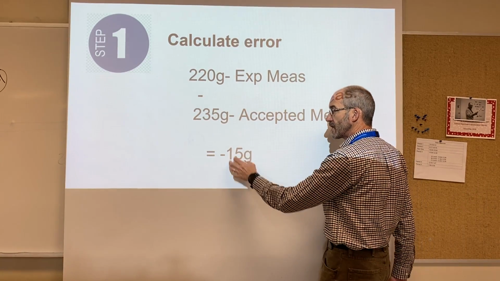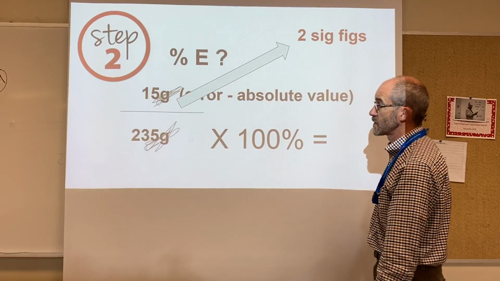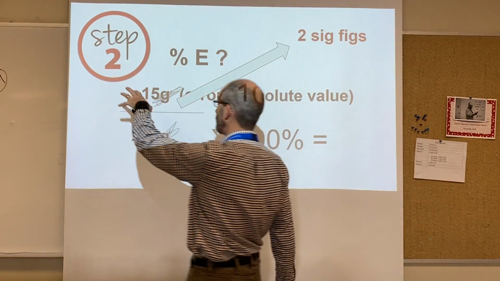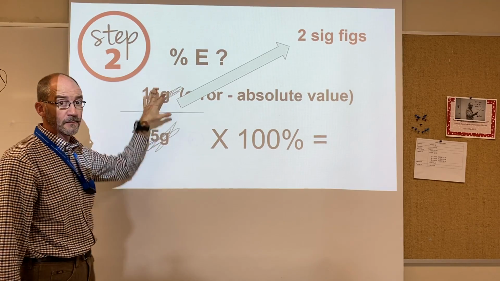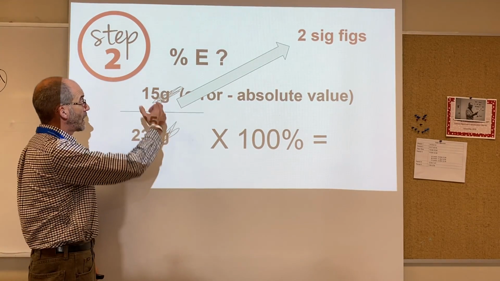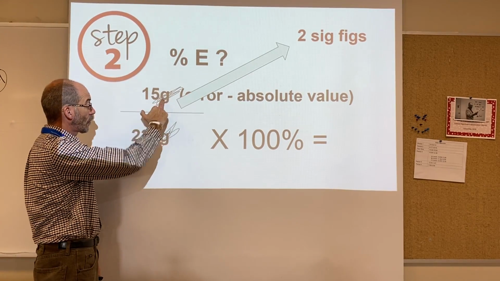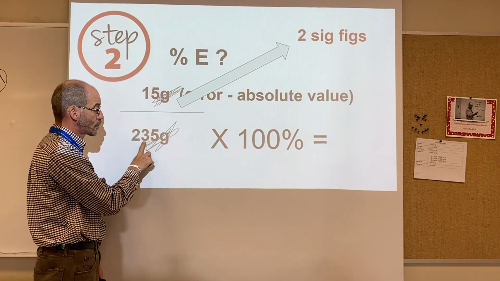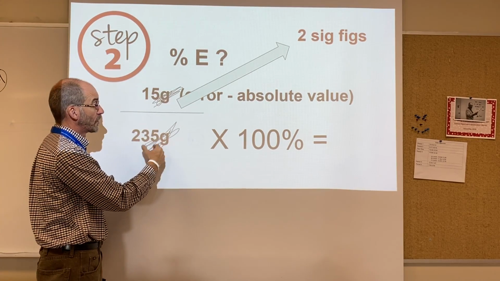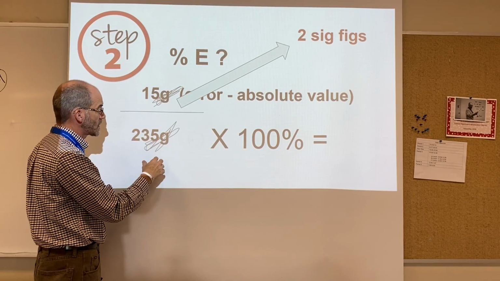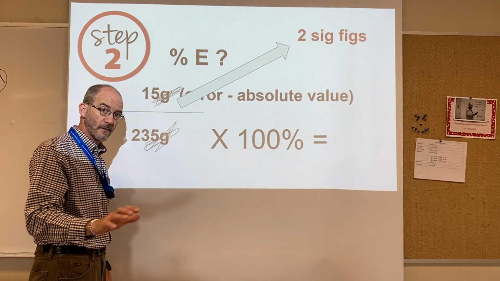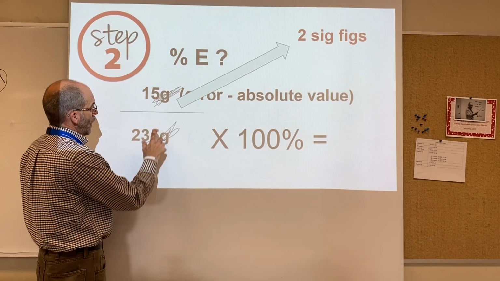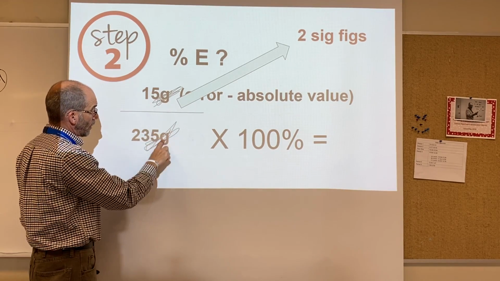So now that you have the error, you're going to go to step two, which is you're simply going to plug it in. You're going to have your error, 15 grams, over what the accepted value is. I can't say that that's necessarily what it should have been. You might not have had a very precise tool. All right, your grams are going to cancel out.